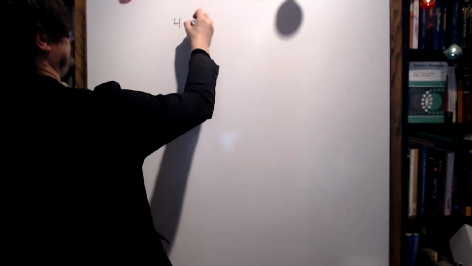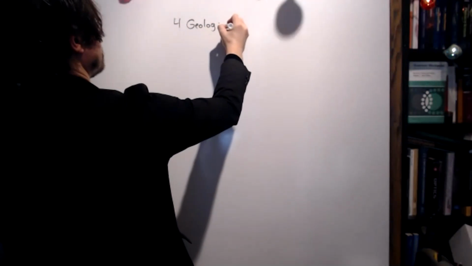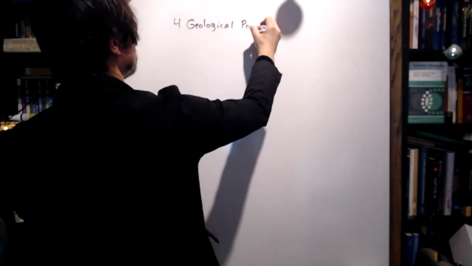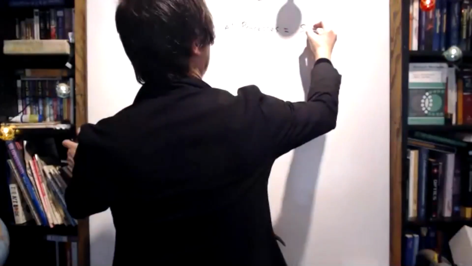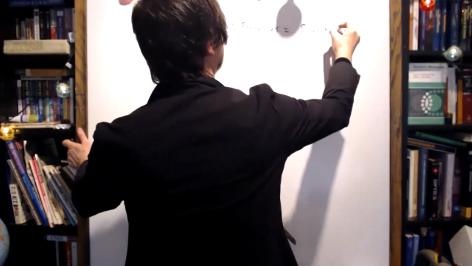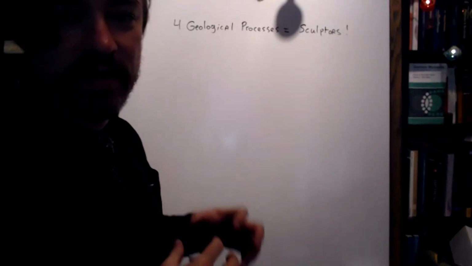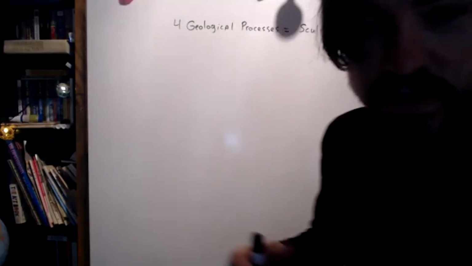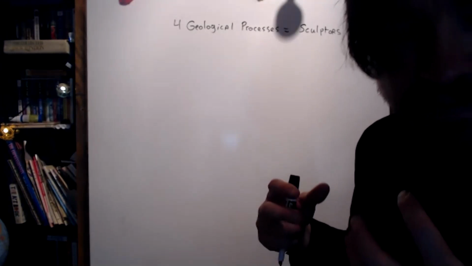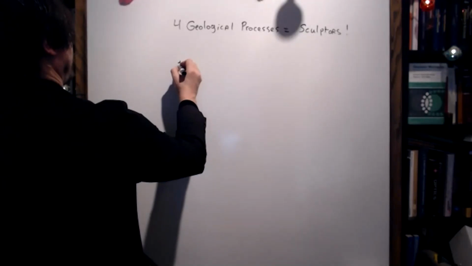The 4 geological processes. I want you guys to think of them as like sculptors. They are the sculptors that shape a planetary surface, all right? They're what makes Pluto look the way it does. They're what makes Earth look the way it does with its continents, or Mars look the way it does. And they can be broken down into one of four categories.